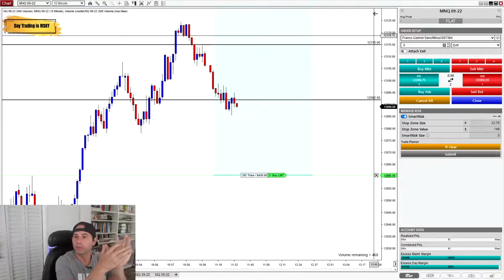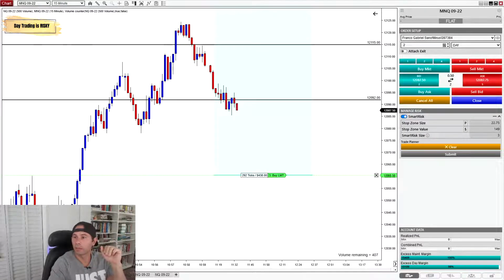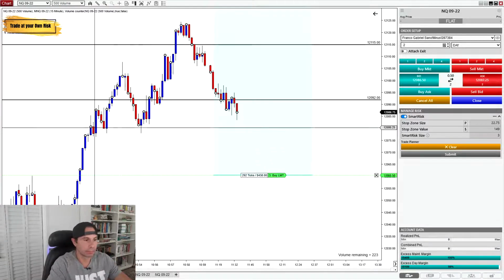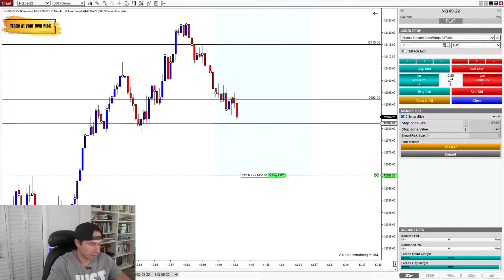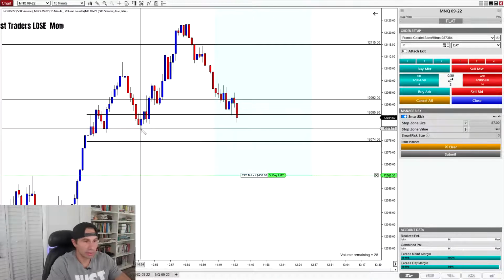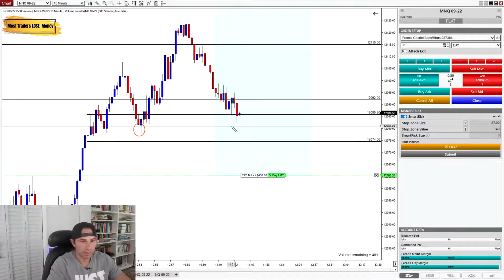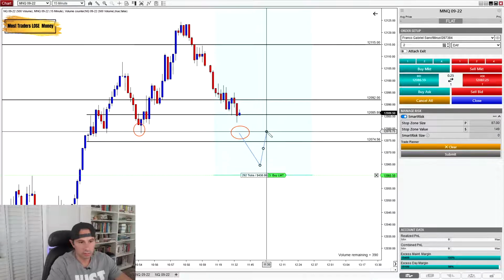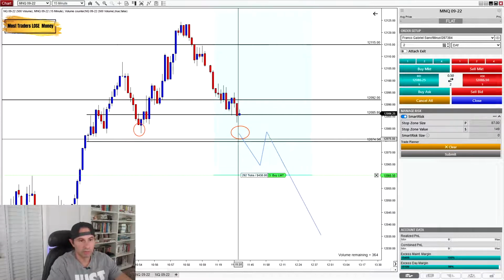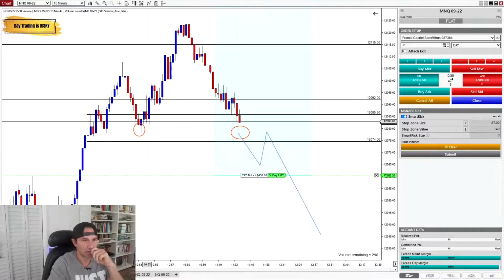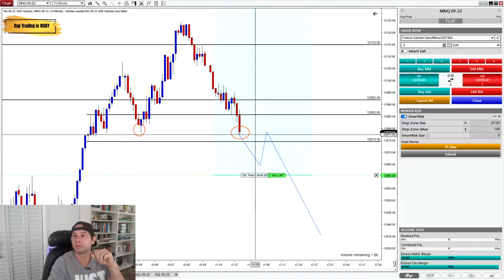I want to apply the same principle I applied when I was trying to short down there. I wouldn't go long here, but if we violate this pivot, right, we create another one, and that's a nice continuation pattern to the downside. But I need this to be broken though.